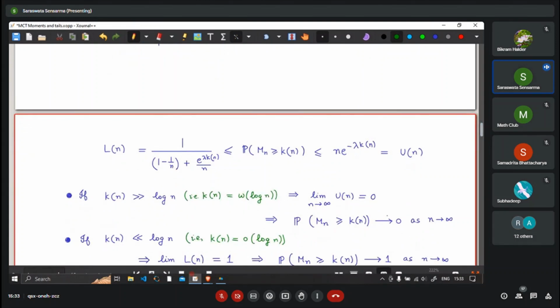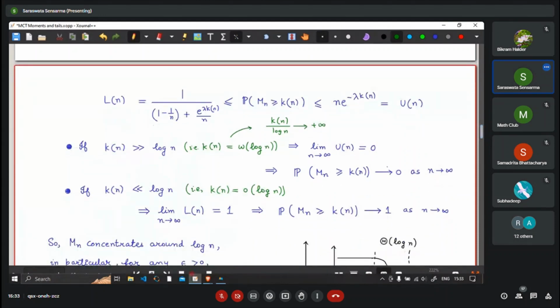Now the question is, what is Kn to get an optimal result? If Kn is a lot larger than log n, in a sense what I'm saying is, if Kn by log n goes to plus infinity as n goes to infinity, then notice un goes to 0 because of this form, which means the probability that Mn is larger than Kn is going to 0. So in general, this Kn cannot dominate log n.